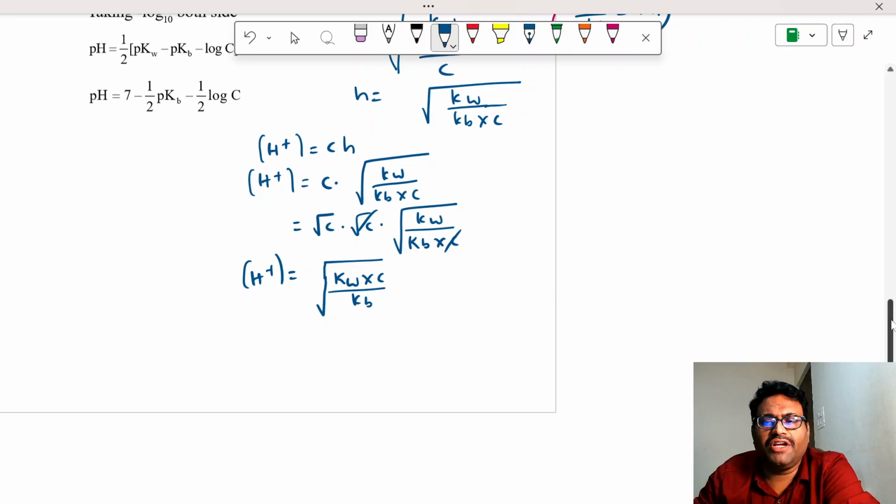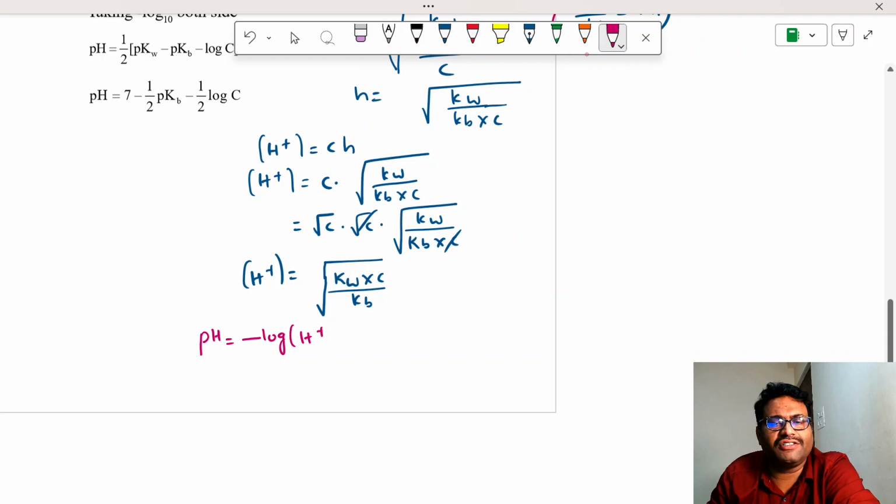Understood? Now we are going to calculate the pH. We know that pH is equal to minus log H plus ion concentration, that is equal to minus log of Kw into C by Kb whole power 1 by 2.